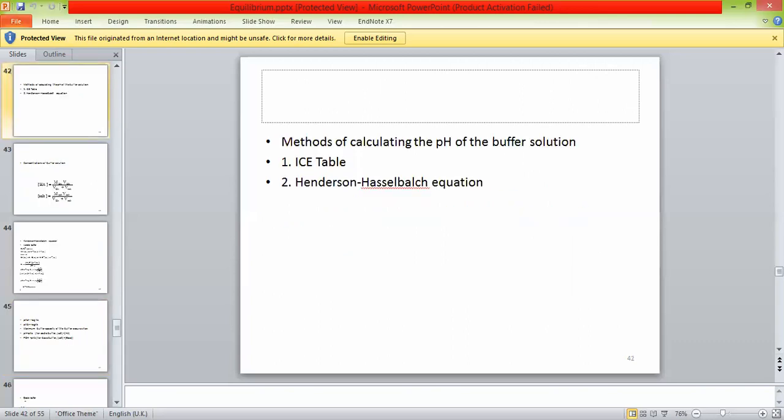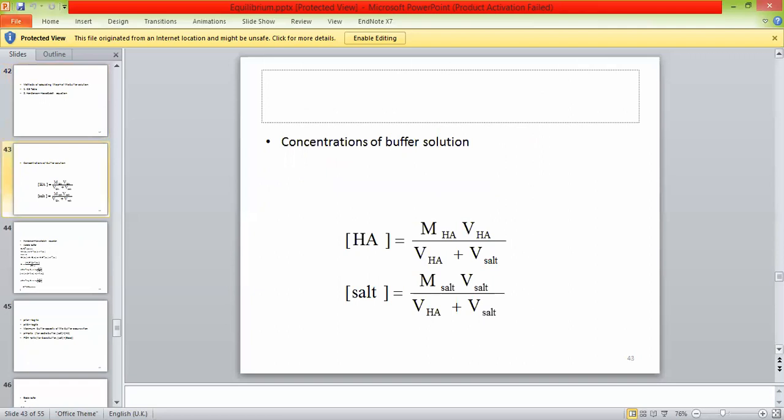Methods of calculating pH of a buffer solution. We have the ICE table and we have the Henderson-Hasselbalch equation. The ICE table method, I think we've looked at that one when we were looking at acids and bases. There's no difference with what we are doing. Then the HH equation is actually a derivative of the ICE table equation.